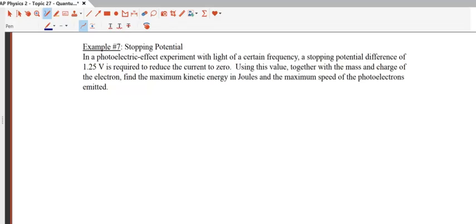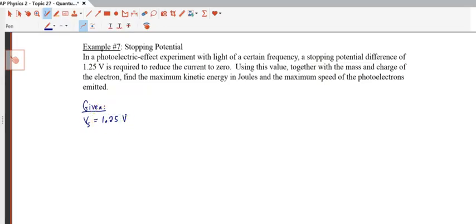Okay, so now we're on to an example that involves stopping potential. And I hope that you, again, watched the video where I talked about what stopping potential is. We're using that to calculate some things about the electron, or the photoelectrons that are being exited. So in here, we start off with our given information, and we're told the stopping potential is 1.25 volts.